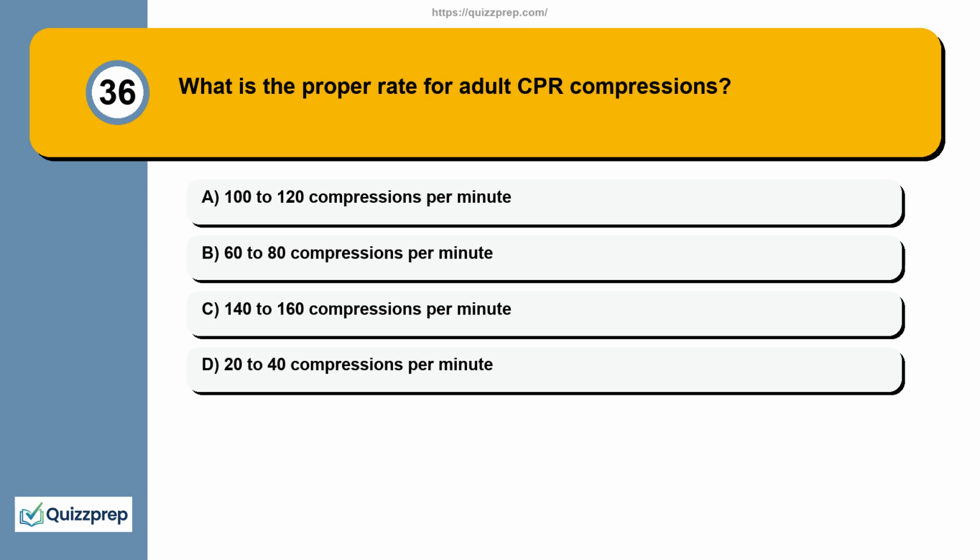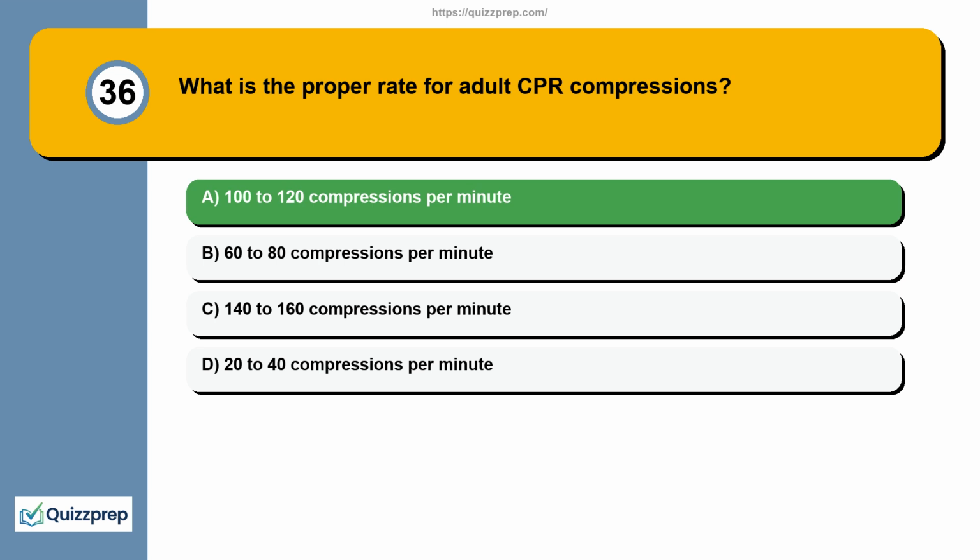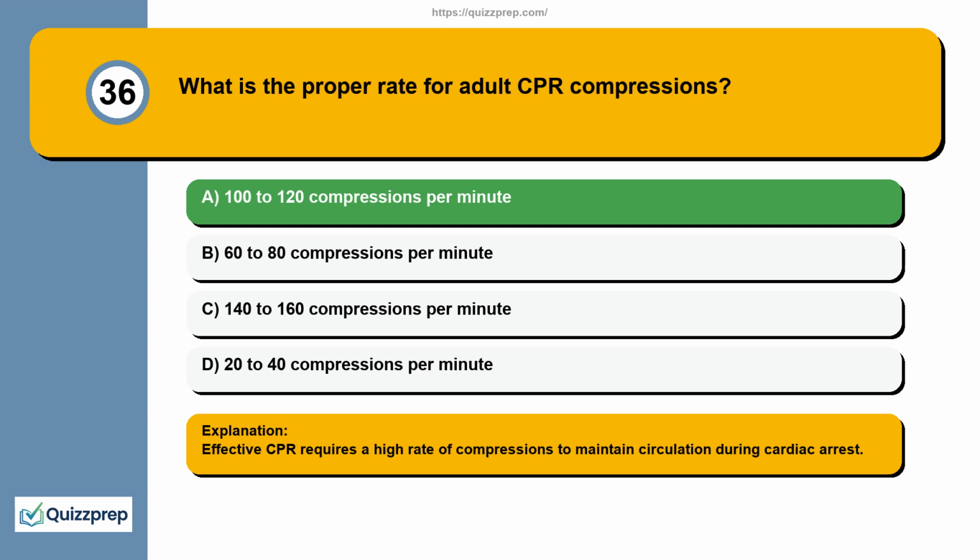Question 36. What is the proper rate for adult CPR compressions? 100 to 120 compressions per minute, 60 to 80 compressions per minute, 140 to 160 compressions per minute, 20 to 40 compressions per minute. Effective CPR requires a high rate of compressions to maintain circulation during cardiac arrest.